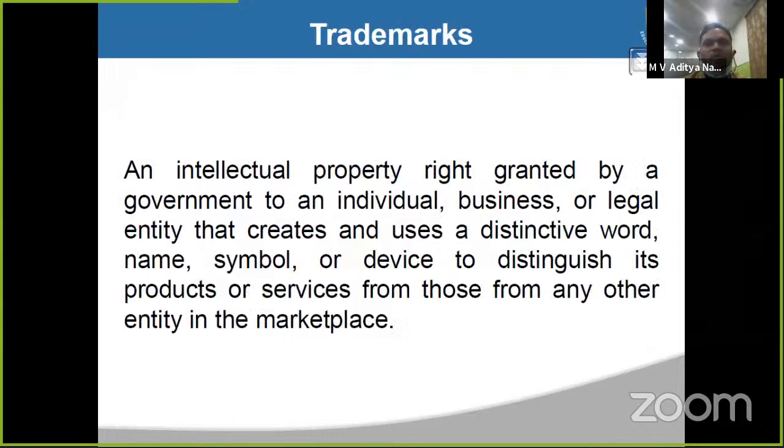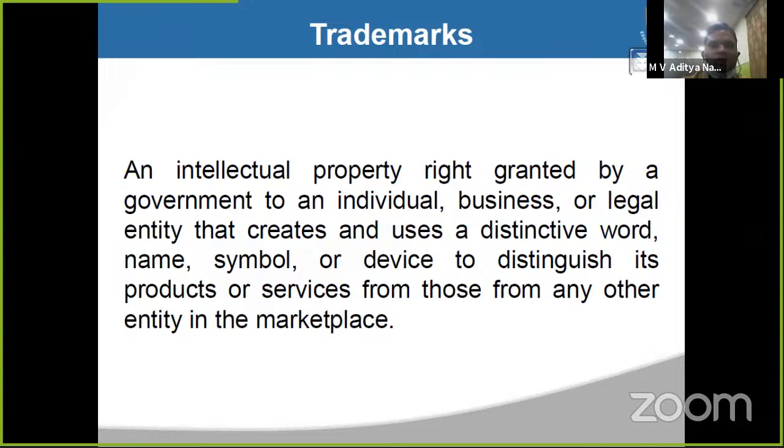And when you're talking about trademarks, it is intellectual property granted by a government to an individual, business, or legal entity that creates and uses a distinct word, name, symbol, or device to distinguish its products or services from those of any other entities in the market.